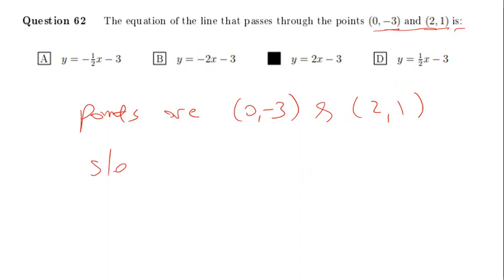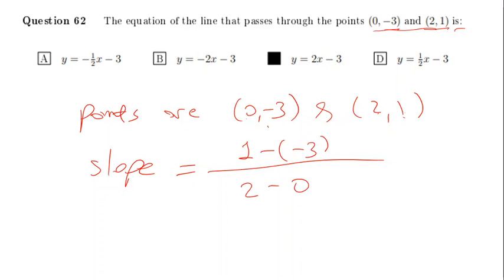And we need the slope, of course. So how can you get the slope? You can get 1 minus -3. If you have a minus here, it's better you start from here. It's 1 minus -3, you will get a positive number. Over 2 minus 0, which will be 4/2, which is 2.